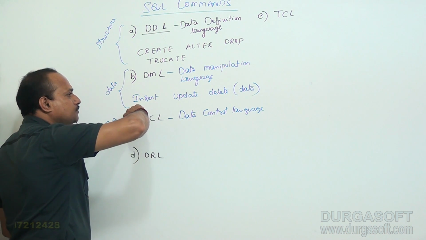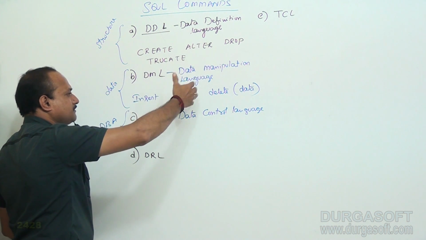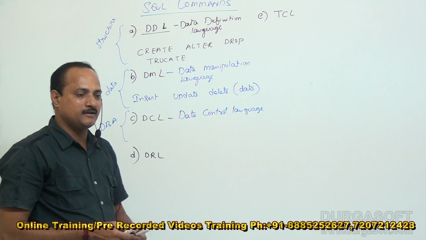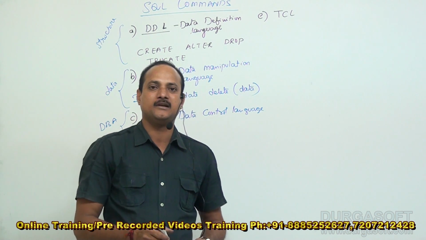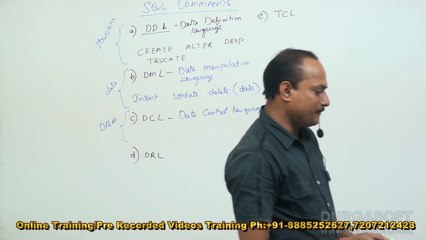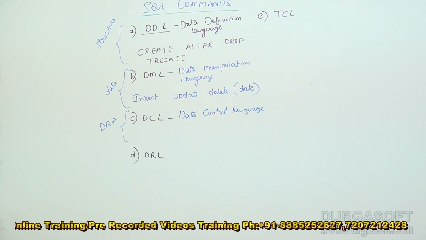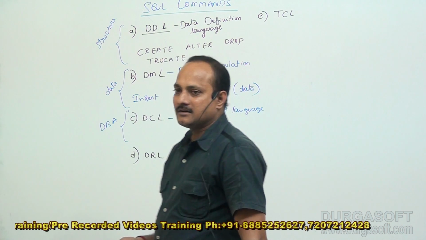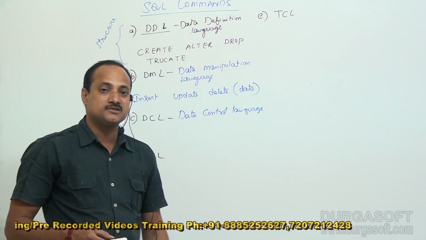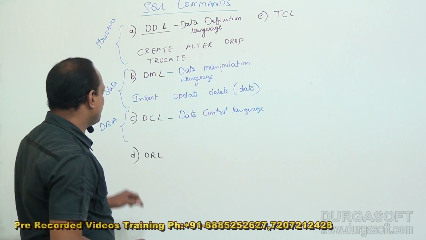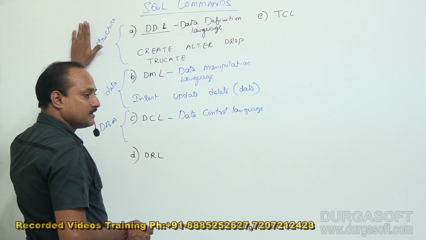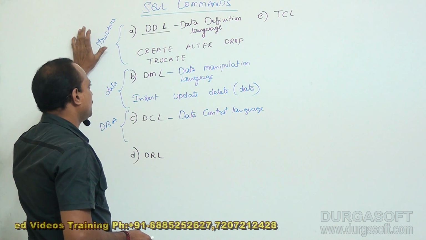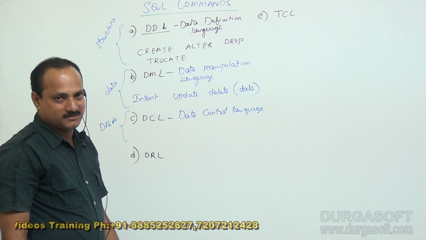If anybody wants to interact with data, maybe entering data into the table, changing data in the table, or updating data in the table, everything is done by using DML commands. If you want to change the structure of the table, to create a structure, to modify a structure, and to delete a structure, we have to use DDL commands.